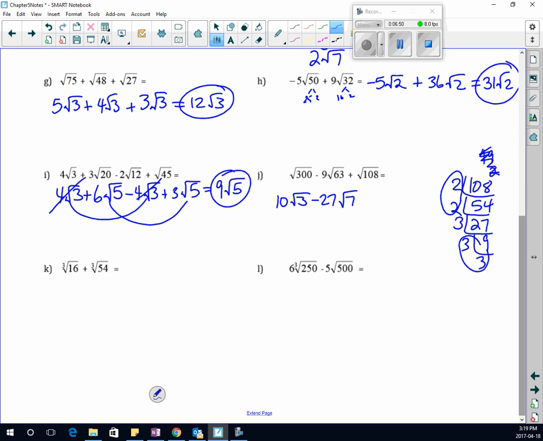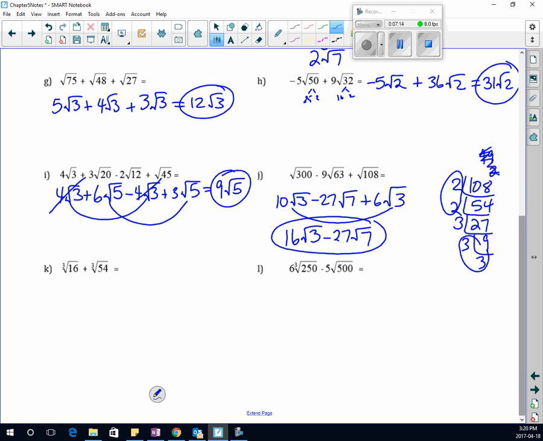How did I get 36? 2 times 2 times 3 times 3, or 6 times 6. So 36 comes out as a 6, and I'm left with a root 3 inside. I'm going to combine only the like radicals, so I get 16 root 3 minus 27 root 7. That's my final answer.